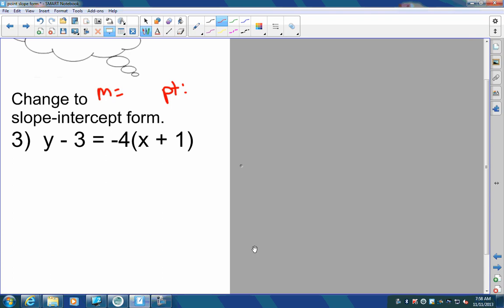First off, what number is the slope? Negative 4. My point, my x number right here, see how it has a plus? So it's got to be negative 1 and then 3.